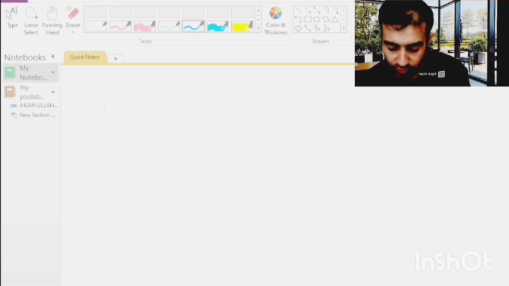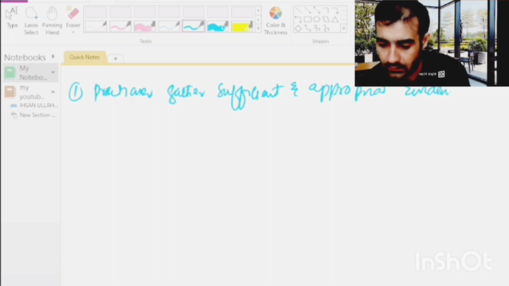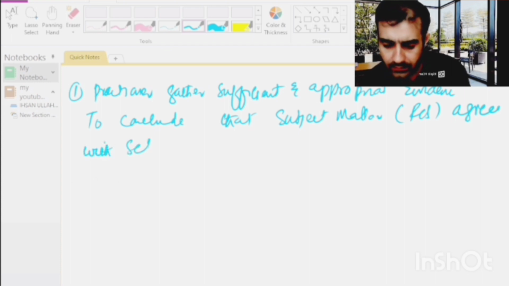Okay, let me write here. This is in reasonable assurance. What is going on? The practitioner gathers sufficient and appropriate evidence, and on that basis concludes that the subject matter, which in the case of the company is a financial statement, agrees with the set criteria. Okay, this is in the reasonable case.